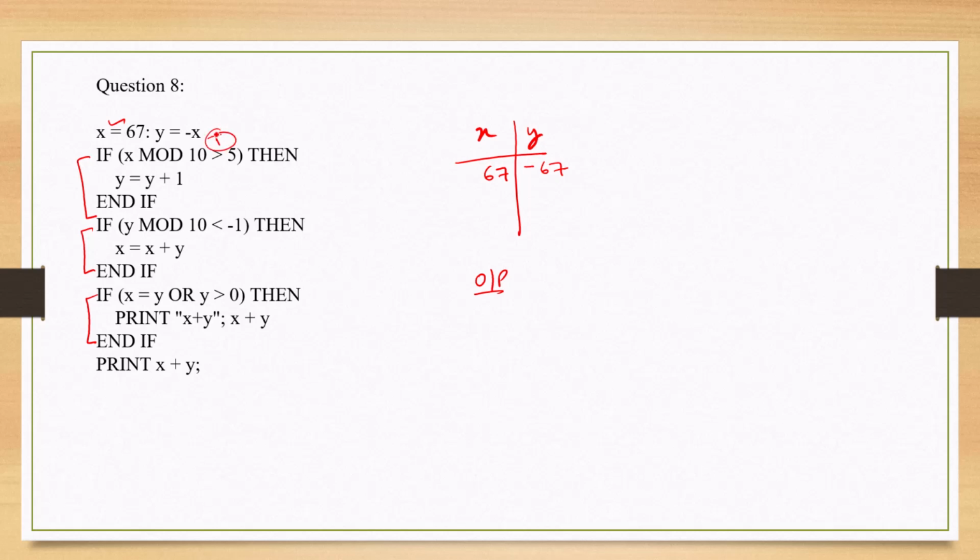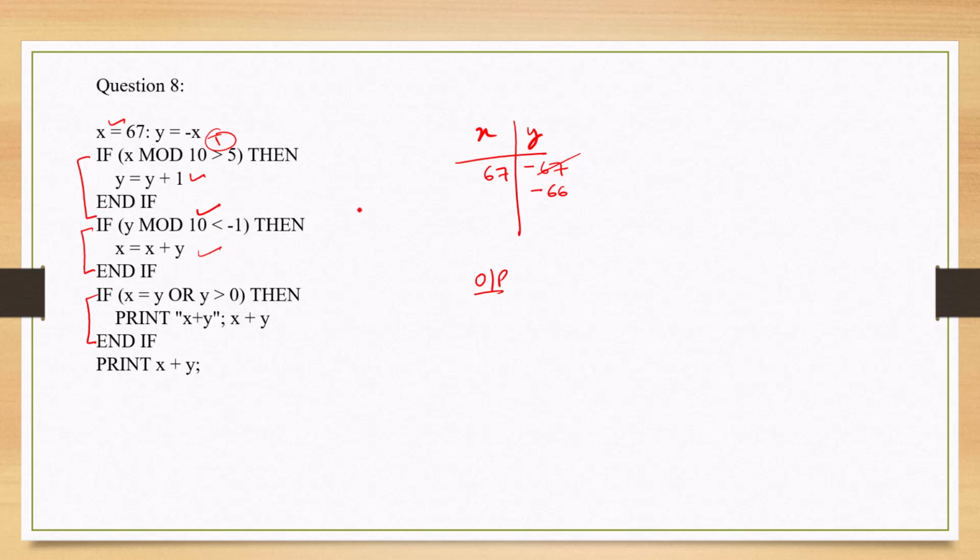7 greater than 5 is true. So we do this, y equal to y plus 1. Minus 67 plus 1, because it is minus, will be minus 66. Second condition is y mod 10. Minus 66 mod 10 will be minus 6. Minus 6 is less than minus 1 is correct.